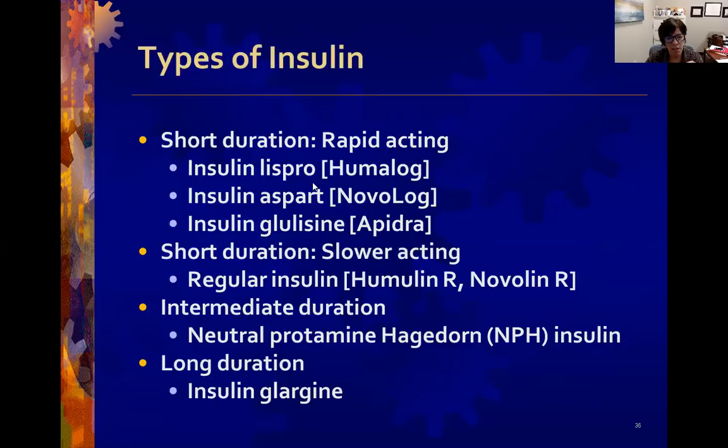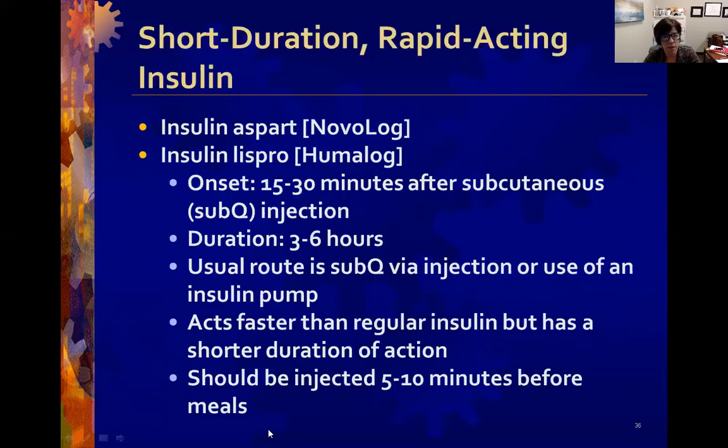Short or rapid acting is Lispro, Aspart. I think I took this one out last year because I didn't see it as much, but I just included it in this slide. Short acting, so it's not as rapid as the Lispro and Aspart, but slower acting. Regular insulin. Only one in that category you need to know. The brand names are Humulin and Novolin, but regular is the name. NPH insulin, we had this last year, intermediate acting, and then long acting insulin is Glargine. I think I have these on all separate slides.